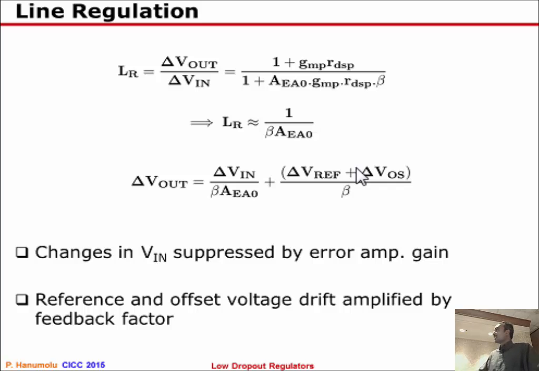So what this is saying is, if you have very large loop gain, your output accuracy can be maintained very well because this term is going to be 0. But the feedback factor will be 1/3, 1/4. So any changes in the reference voltage and the offset voltage get amplified by the feedback factor. For that reason, it's not only required to have a very good error amplifier, we should also make sure that the offset of the error amplifier doesn't drift away.